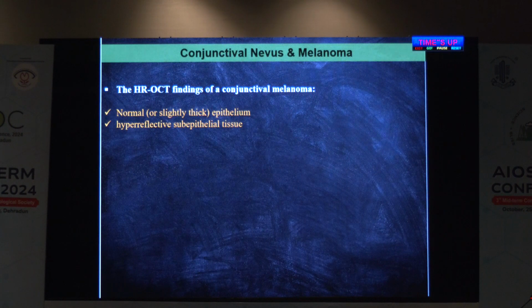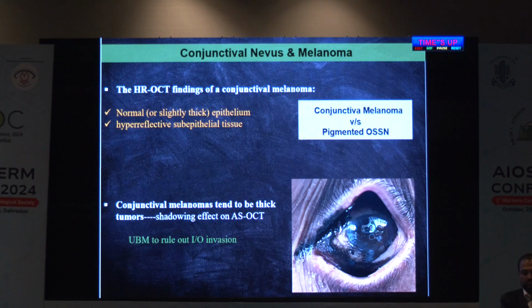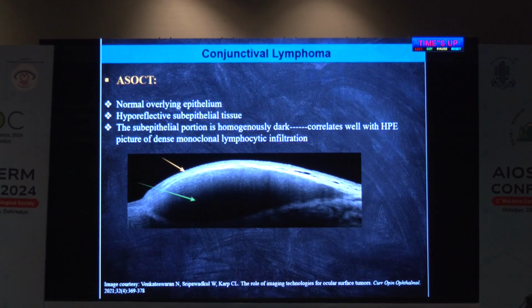So just wrapping up, a couple more slides. An HROCT would also help differentiate between a melanoma and a pigmented OSSN and vice versa. So an OSSN versus a pigmented or amelanotic melanoma. Remember that these are not epithelial lesions, so the subepithelial tissue will be hyperreflective in these cases, and most of these melanomas tend to be very thick, so you would need a UBM to rule out intraocular invasion. ASOCT will fall flat when it comes to diagnosing a melanoma.